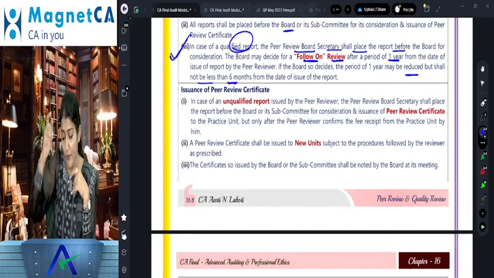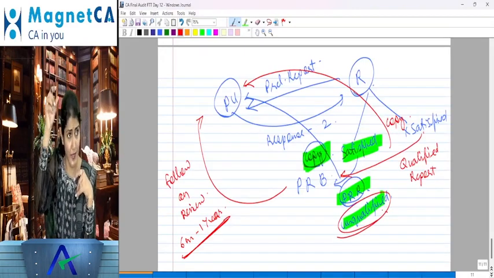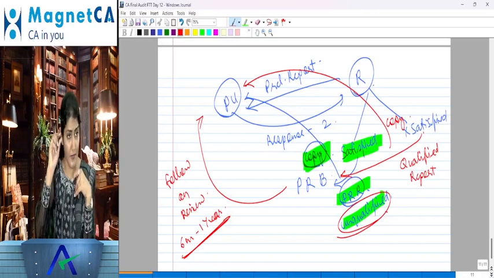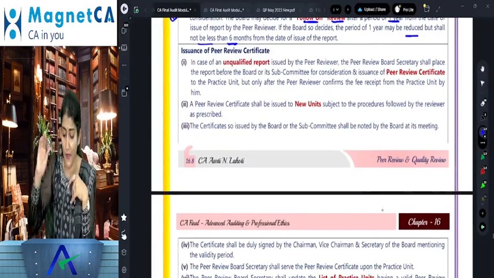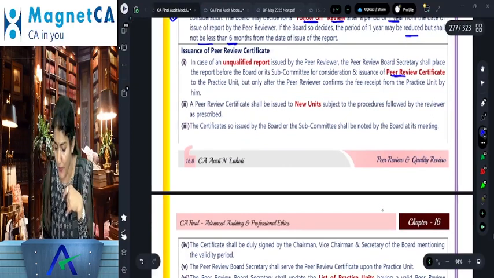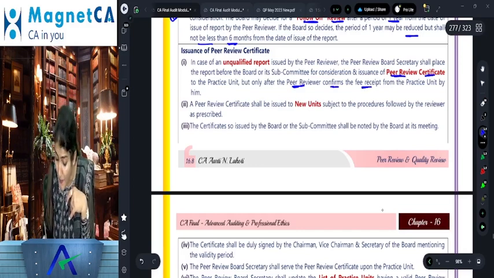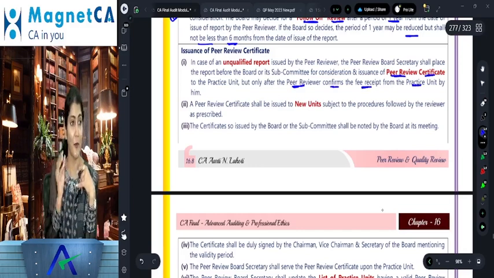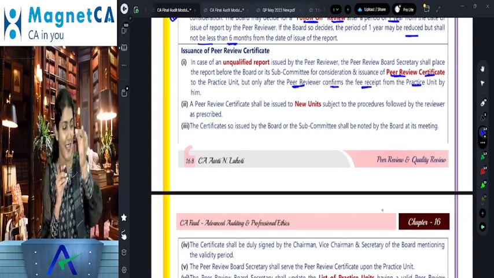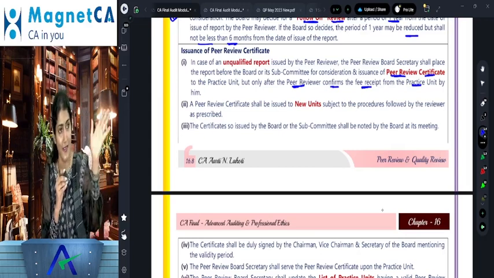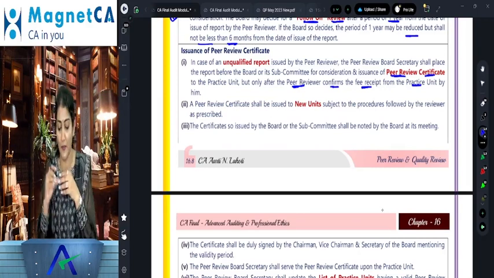And now what is received by the peer review board is the unqualified report in case of the satisfactory responses. Then the peer review board will issue the peer review certificate, only after the peer reviewer confirms the fee received from the practice unit. They are so interesting people. It says the peer review certificate will not be released till the time the fee has been paid by the practice unit to the reviewer. Only then the peer review board secretary will issue the peer review certificate.